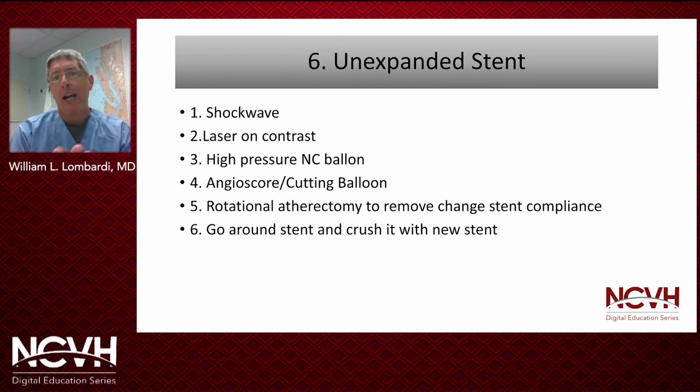Again, high pressure balloons, I prefer to use AngioSculpt and cutting balloons. In this situation, one, they don't watermelon seed, and two, they actually are more non-compliant than a non-compliant balloon, so they can help get it out. Occasionally, I have to remove the stent effectively with rotational or orbital atherectomy, and we've had several cases where we just gave up and went around the stent and crushed it.